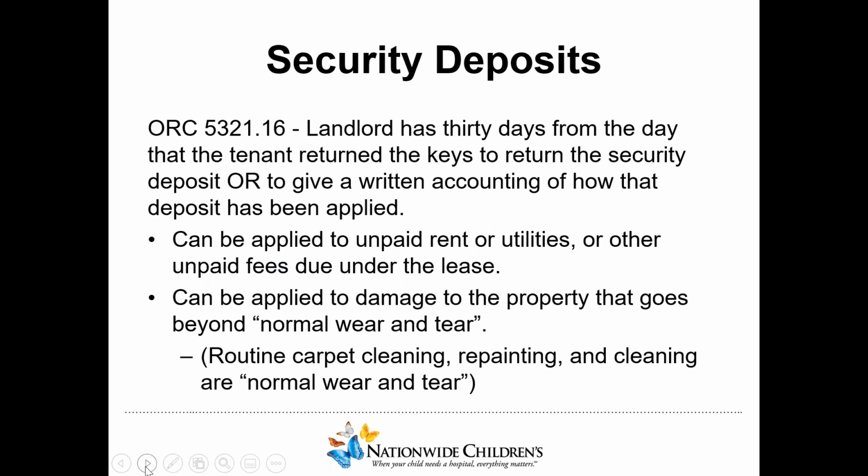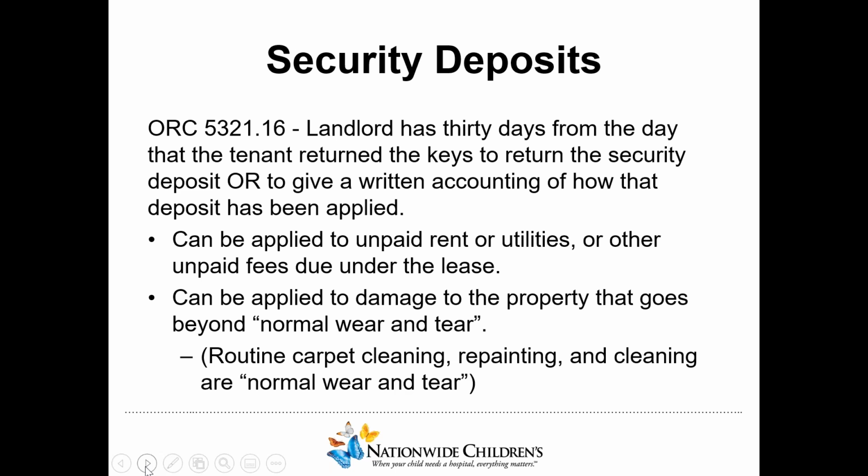So other types of cases that we typically see at the MLP involve security deposits and the return of security deposits by the landlord. The law gives the landlord 30 days from the day that the tenant returned the keys to return the security deposit or to give a written accounting of how the deposit has been applied. So there are some circumstances where the landlord can either keep the whole security deposit or a part of the security deposit. And one of the things that they can keep it for is to pay for any unpaid rent or utilities or any other types of unpaid fees that are due under the lease. So if the tenant left the property, returned the keys, but they are still outstanding in their rent, then the landlord can keep the security deposit for that.